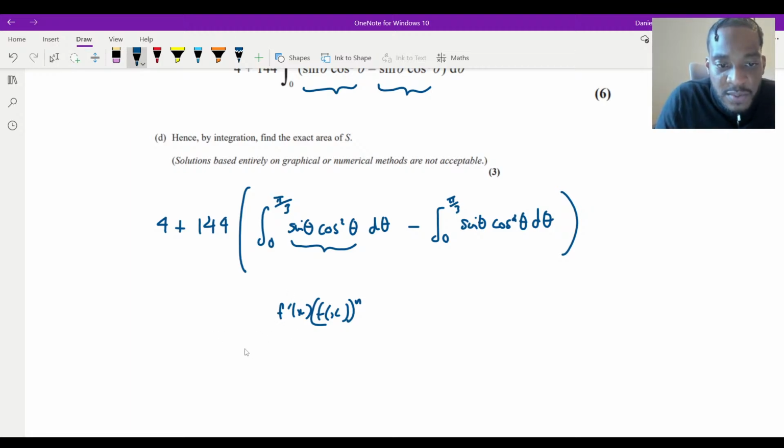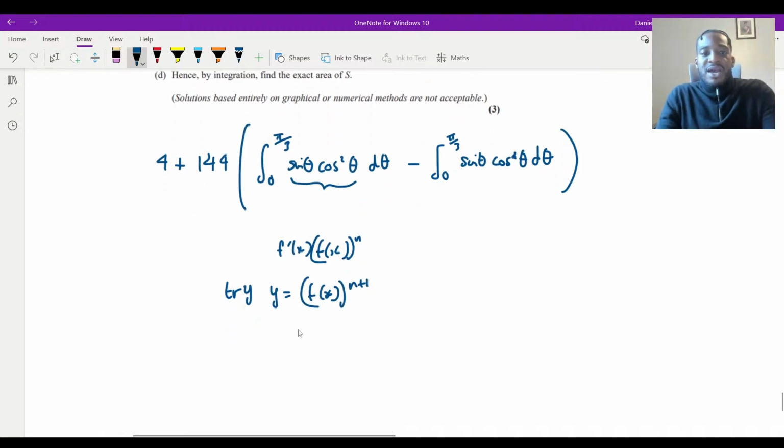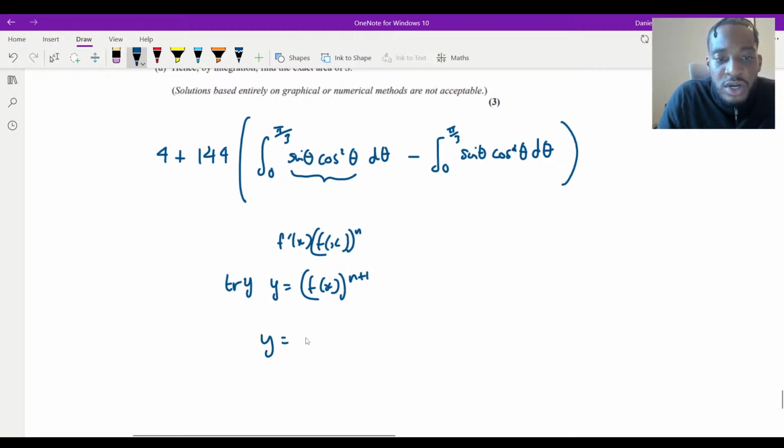Obviously the actual formula as well, by the way, is that I'm going to say try y equals f of x to the n plus one. You're going to increase the power of whatever is here. So in that case, I'm going to let y equal cos cubed theta. And then I'll write it in a bracket like this.